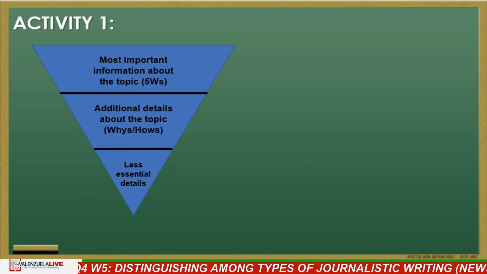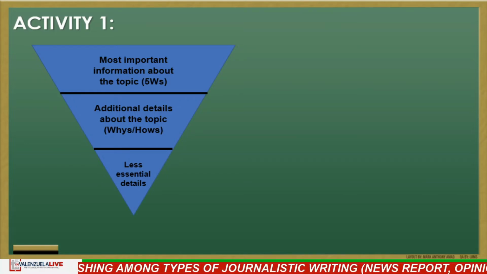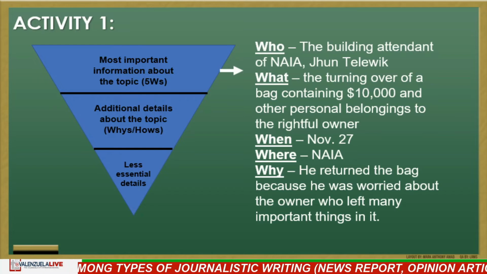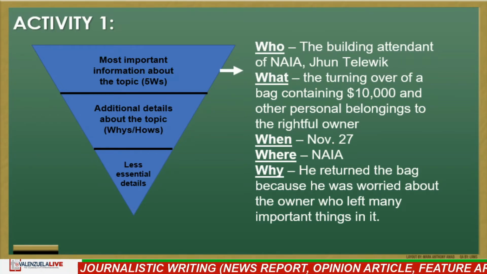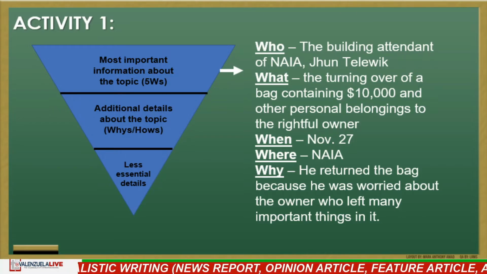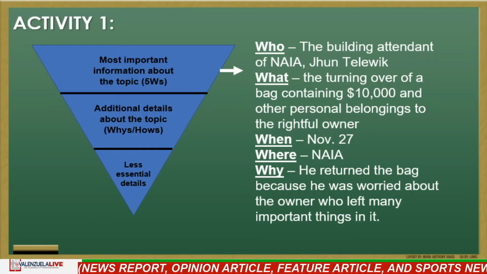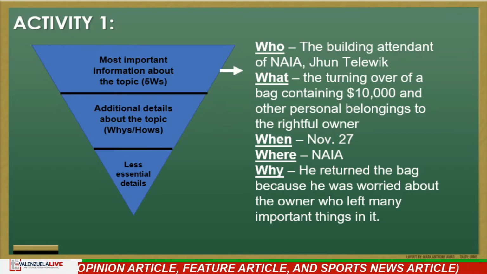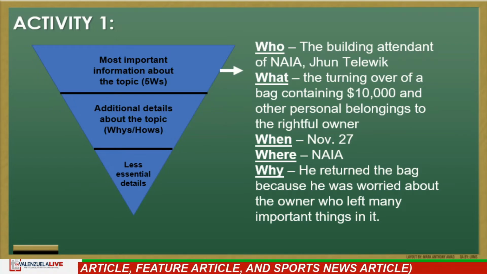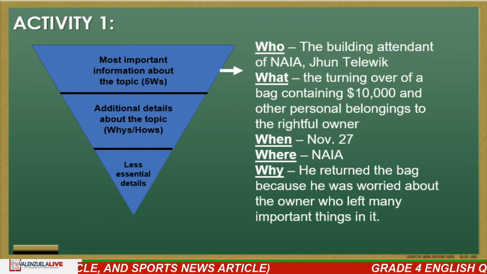The time is up. Let us check your work. What are the 5 W's of the topic? Who? The building attendant of NAIA, June Telewik. What? The turning over of a bag containing $10,000 and other personal belongings to the rightful owner. When? November 27. Where? NAIA. Why? He returned the bag because he was worried about the owner who left many important things in it.